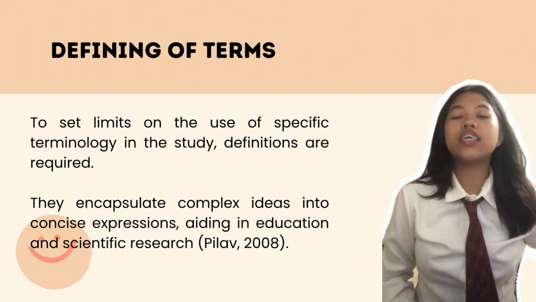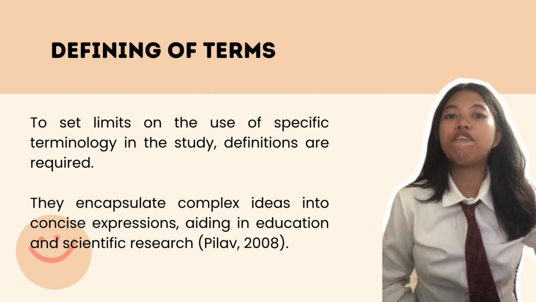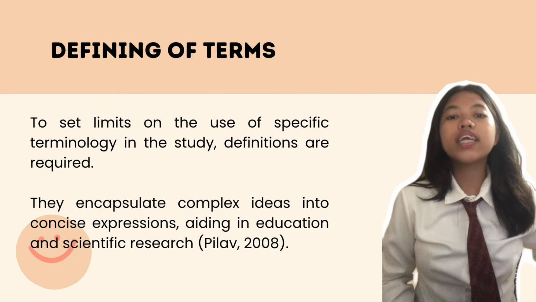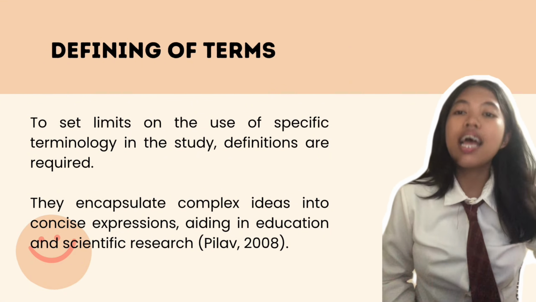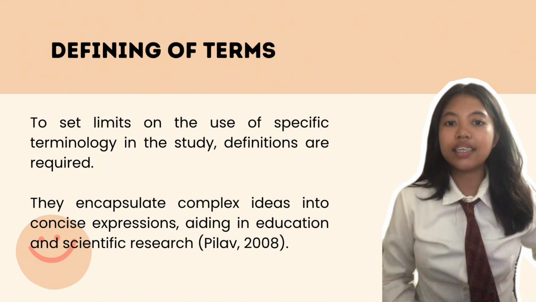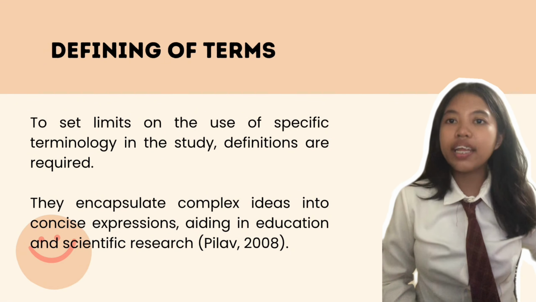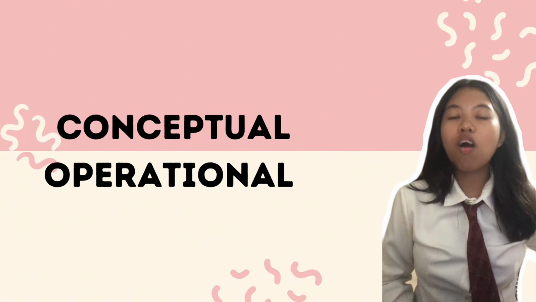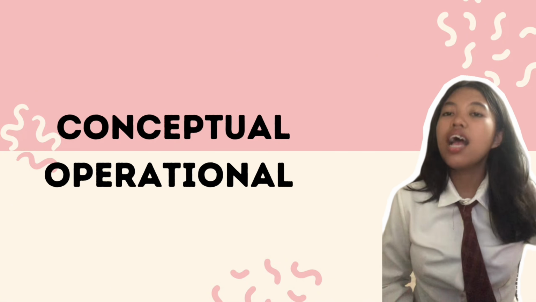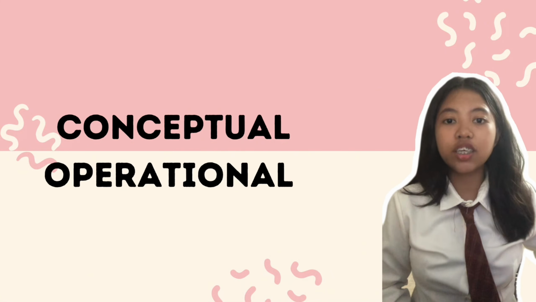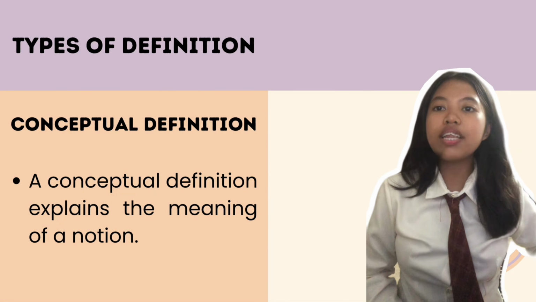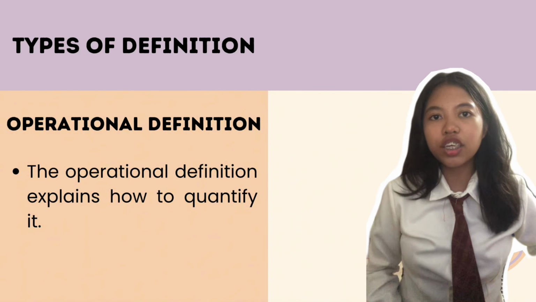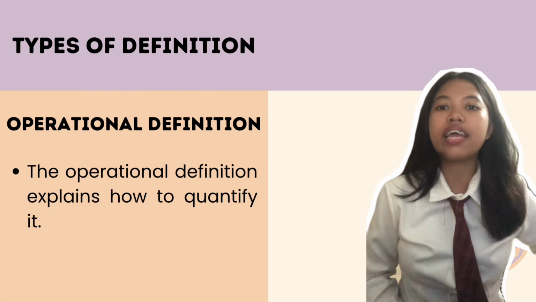Defining of terms is to set limits on the use of specific terminology in the study. Definitions are required. According to Pilav in 2008, they encapsulate complex ideas into concise expressions, aiding in education and scientific research. There are also 2 types of definition, conceptual definition and operational definition. A conceptual definition explains the meaning of the notion, while an operational definition explains how to quantify it.